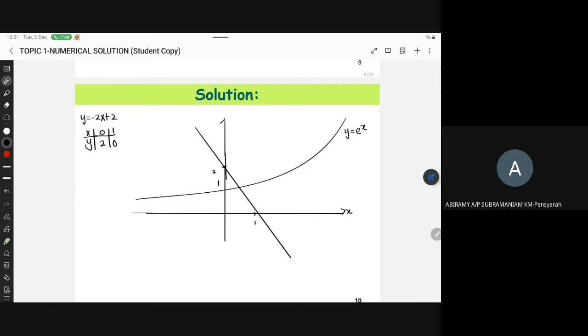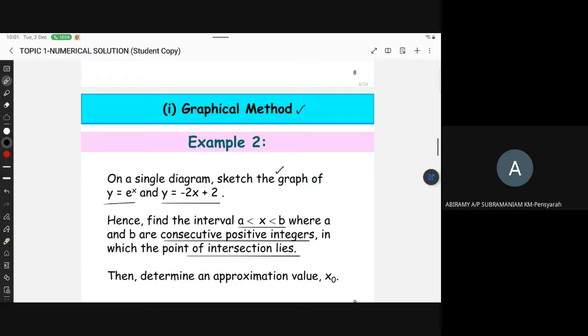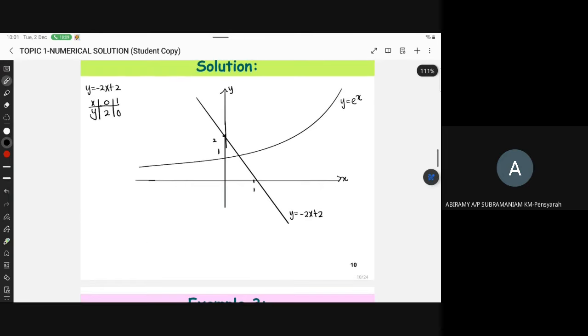Label your y and x axis, and label your straight line y equals negative 2x plus 2. Okay, so now this is to answer the first part of the question. First part of the question, on a single diagram, sketch the graph of the exponential and the straight line. So we have answered the first part, which is sketching the graph of a straight line and the exponential function. Now this is the intersection at 1.